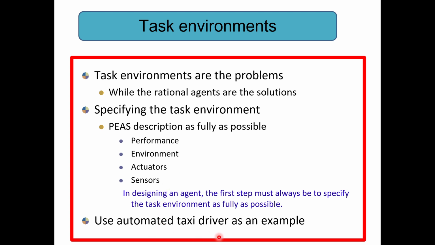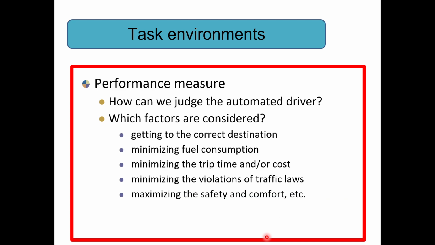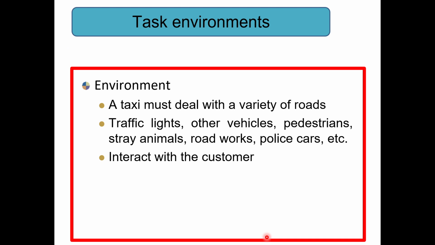For example, we discussed the automatic taxi driver. Then the performance measures: how can we judge the automated driver? Getting the correct destinations, minimizing fuel consumption, minimizing the trip time and cost, minimizing violations of traffic laws, maximizing safety and comfort. Then the environment may have a variety of roads, traffic lights, other vehicles, and interaction with the customers.